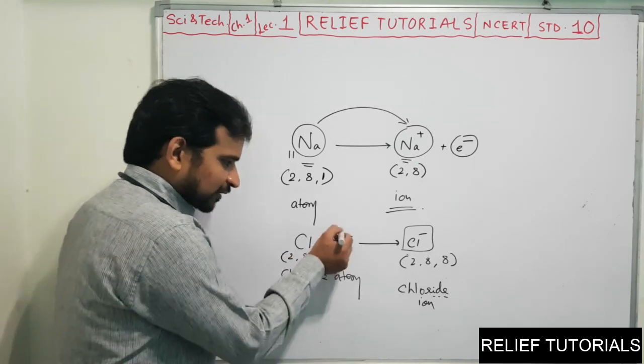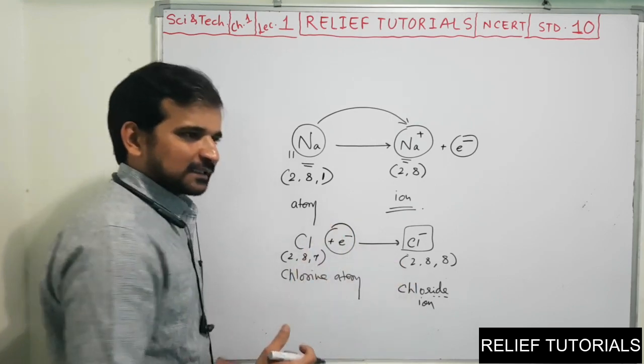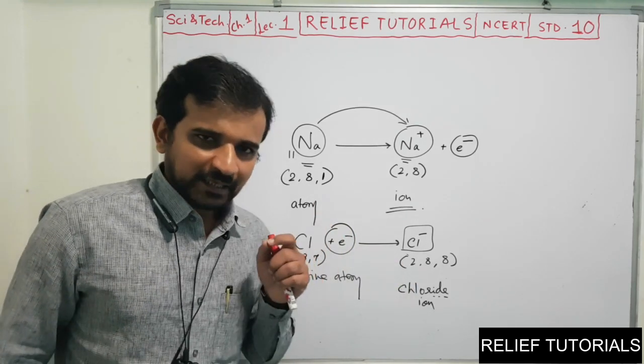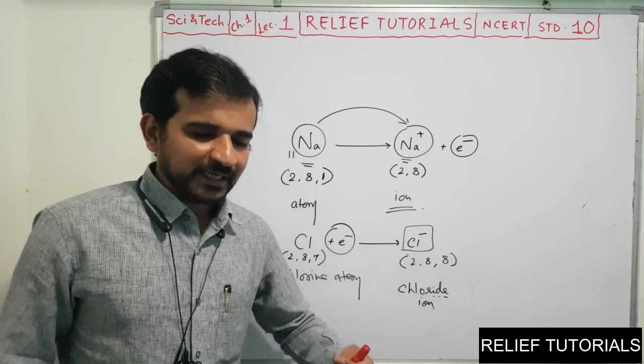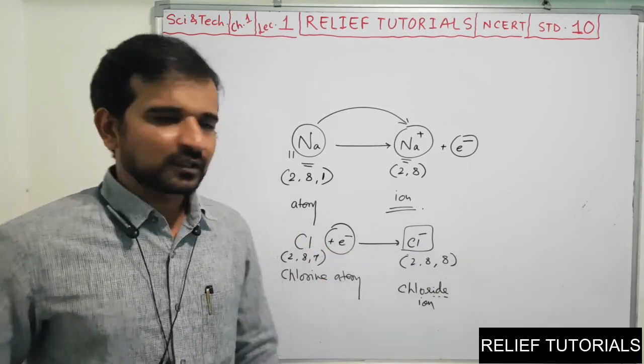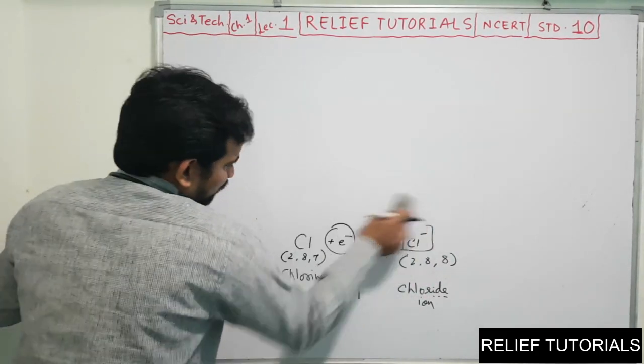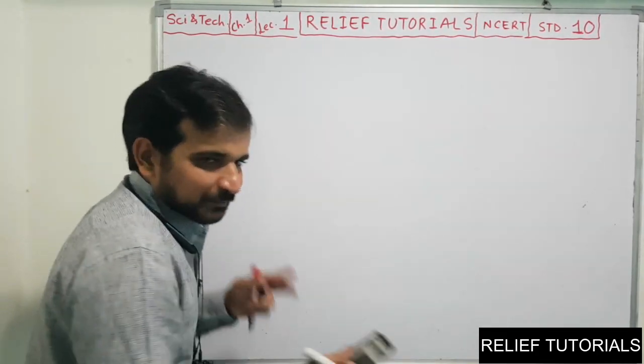So this is what? Electron gain. So electron gaining is also called a chemical reaction. When an atom loses, gains or shares electrons with another, it is called a chemical reaction. Now what happened to these two? Let us consider one of the animations here.